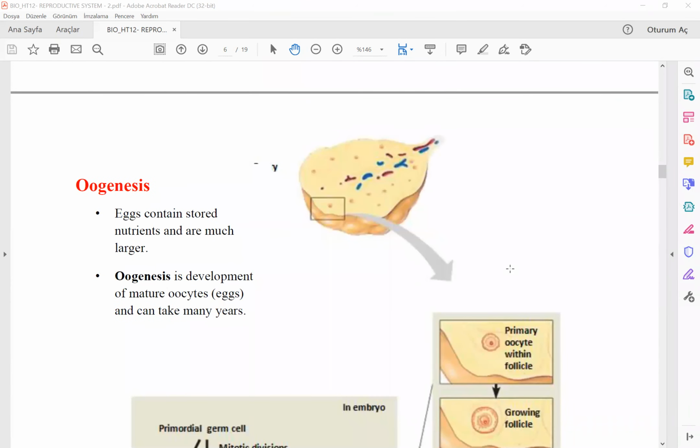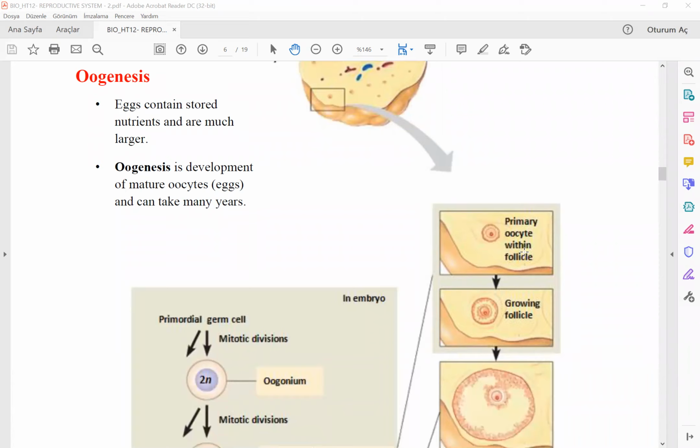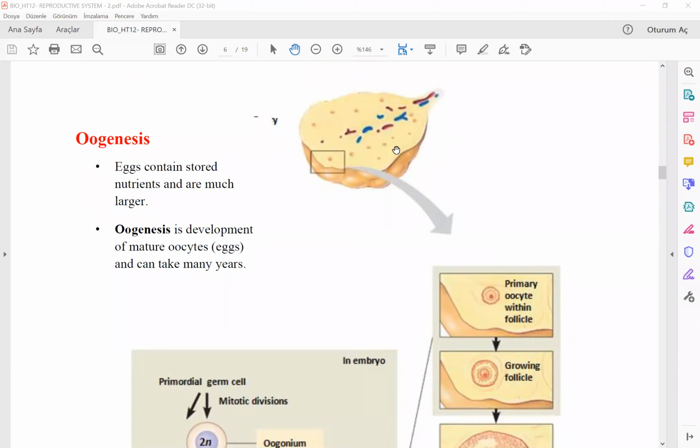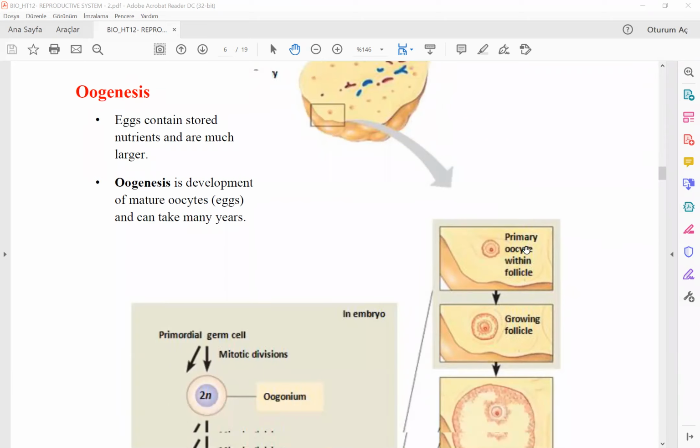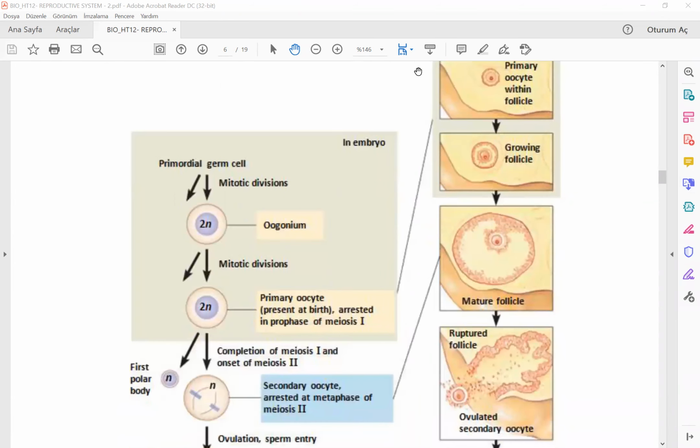Let me explain the oogenesis. Oogenesis is another gametogenesis, and it is the development of mature oocyte eggs and can take many years. This oogenesis occurs in the ovaries again, but different from males. In the females, the oogenesis starts when the female is an embryo in her mother's uterus actually.